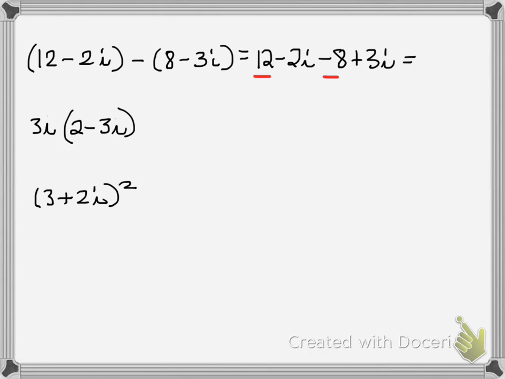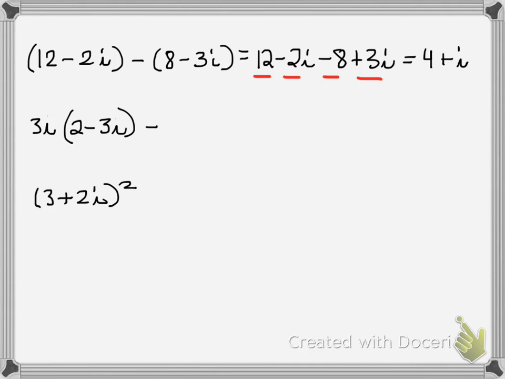So I've got 12 minus 8, which is 4, and then we've got minus 2i plus 3i. It just behaves like a variable. So minus 2i plus 3i is going to be plus 1i. Okay? So that is just simple addition and subtraction of complex numbers.